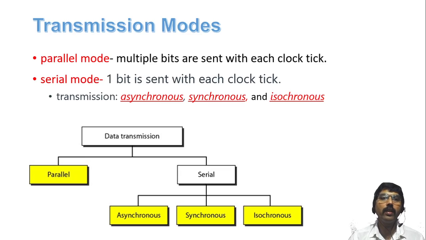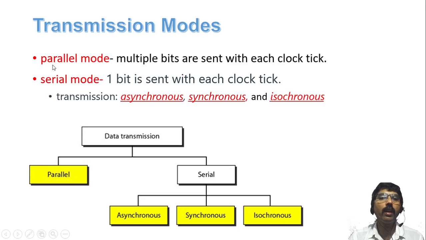Next one is called transmission modes. Transmission mode explains, when we have to send some data, whether we are sending the data bit by bit or we are grouping the bits and sending that group at a time. That is explained by transmission modes. There are two types of transmission modes.